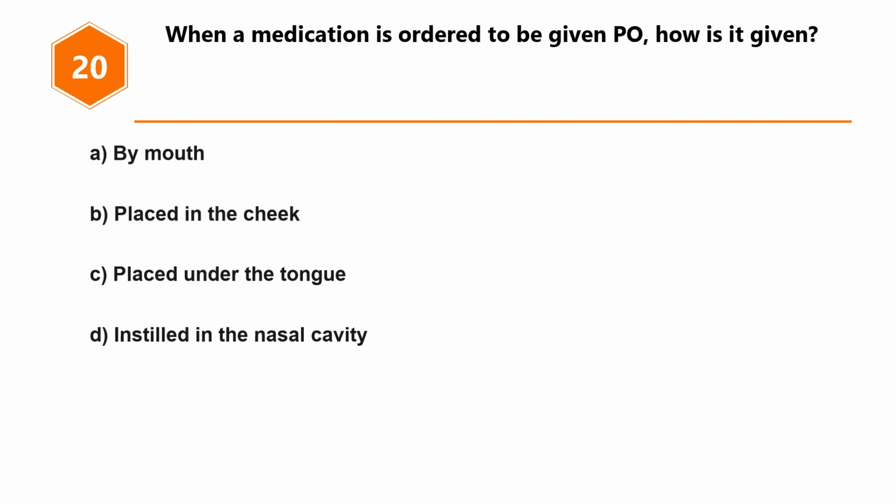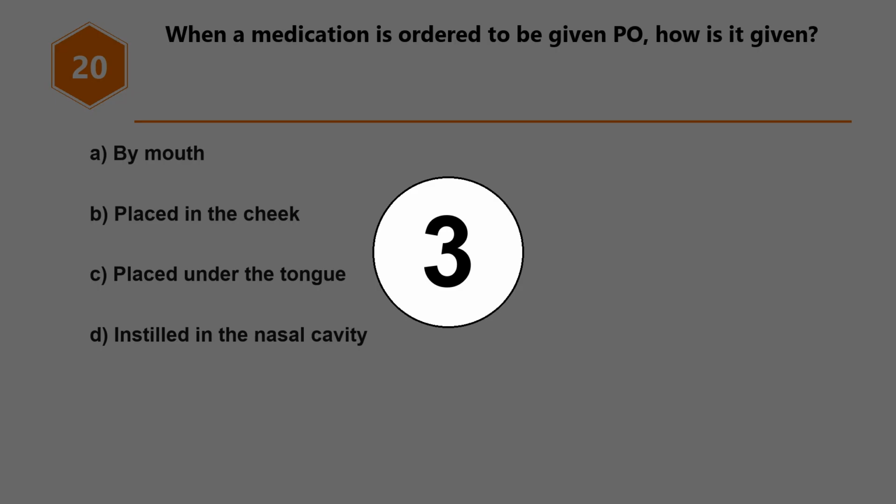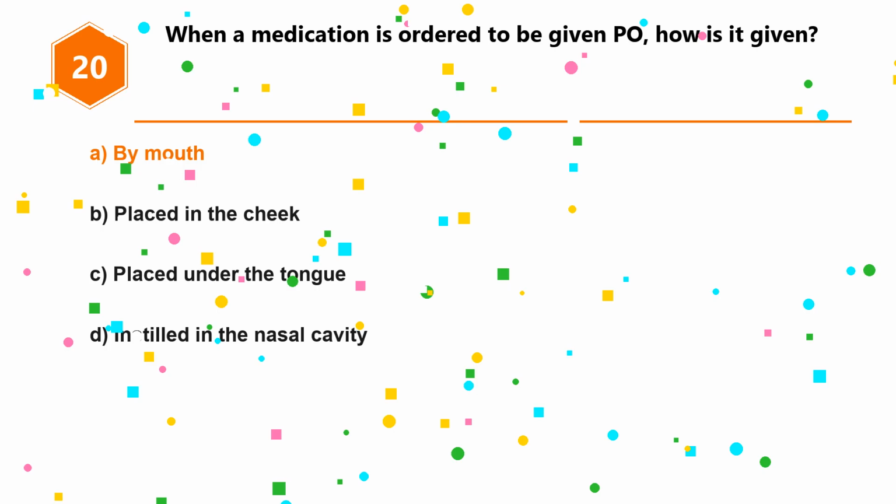Question 20. When a medication is ordered to be given orally, how is it given? Option A. By mouth. Option B. Placed in the cheek. Option C. Placed under the tongue. Option D. Instilled in the nasal cavity. The correct answer is option A, by mouth.